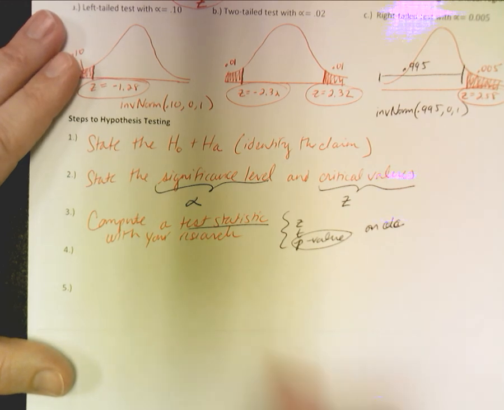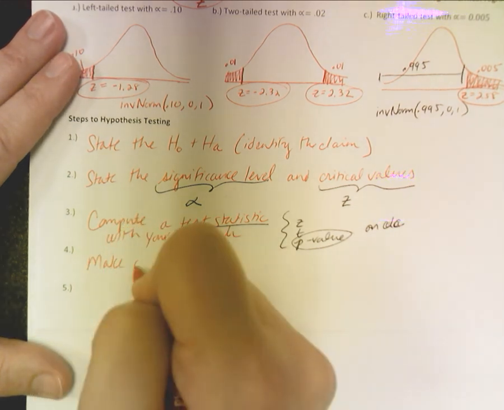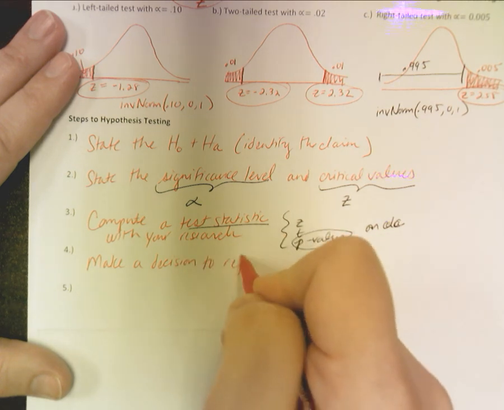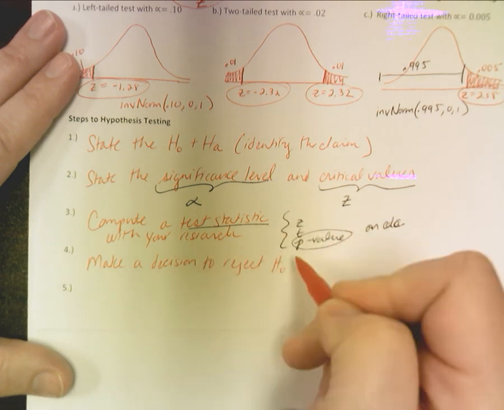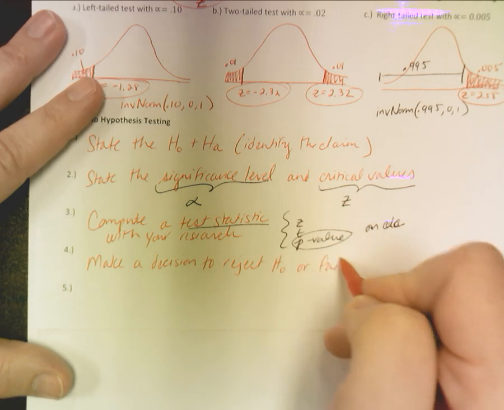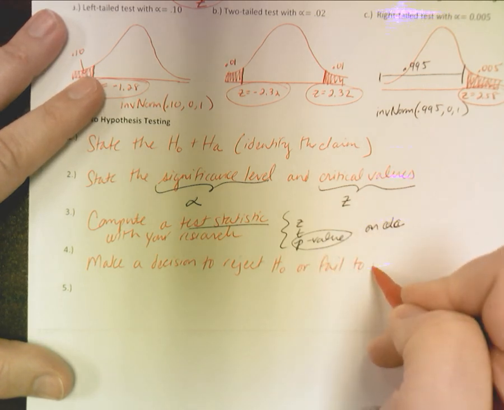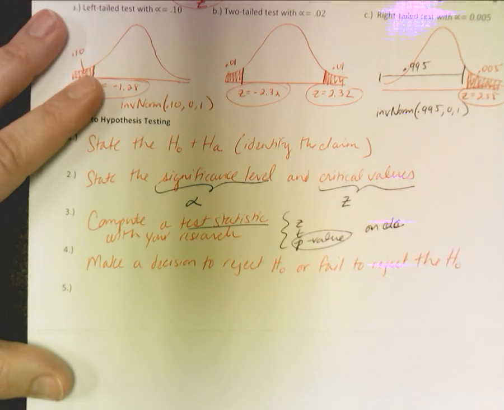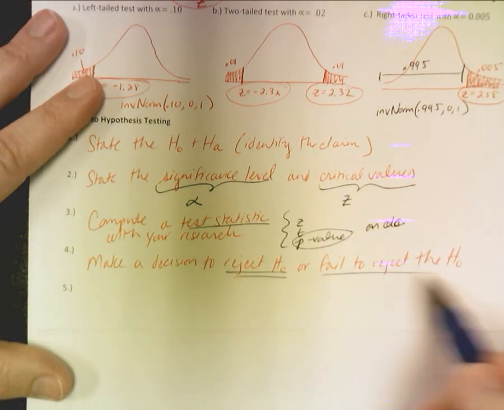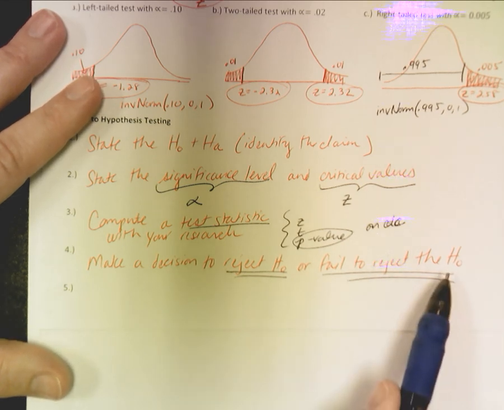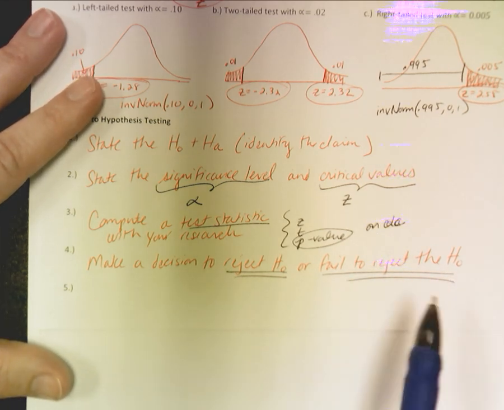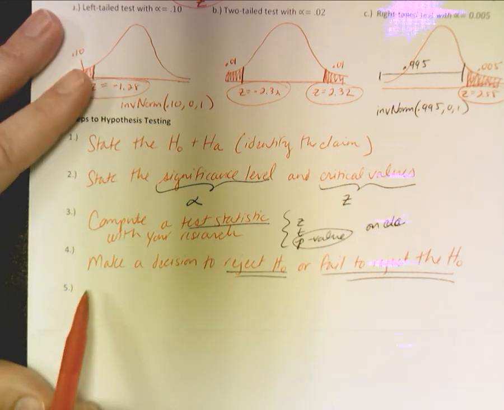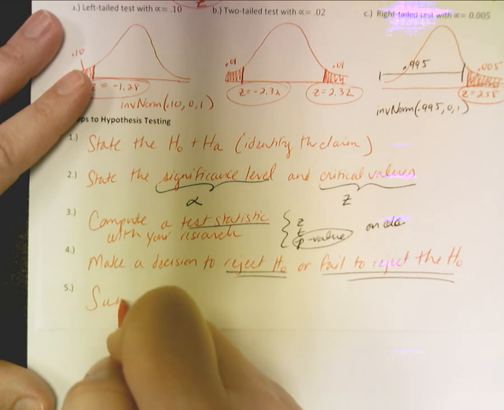Step number 4, you then make a decision to reject your H0 or fail to reject. These are very important words. We'll get into this next topic, but this is literally what you say. You don't say, I accept the H0. You actually just say, I failed to reject. Very weird words, but this is how we use it in statistics. And last but not least, number 5, we're going to summarize the results.